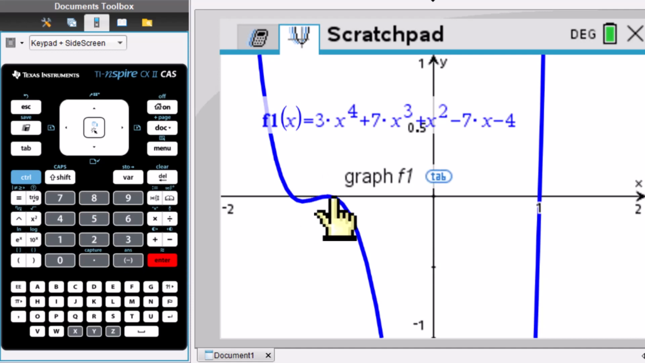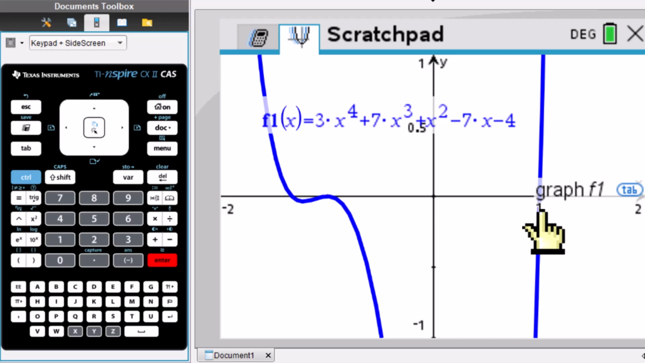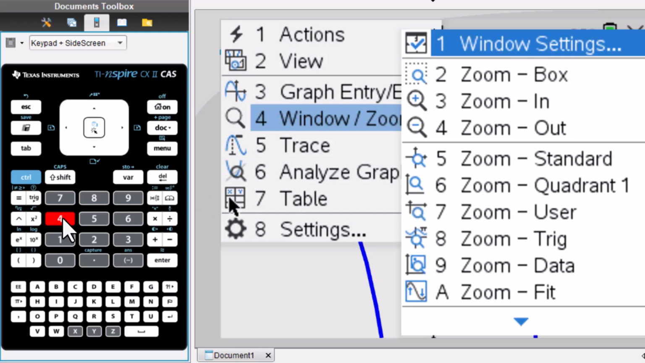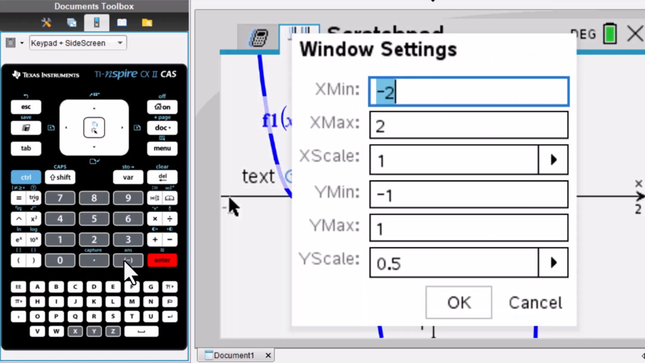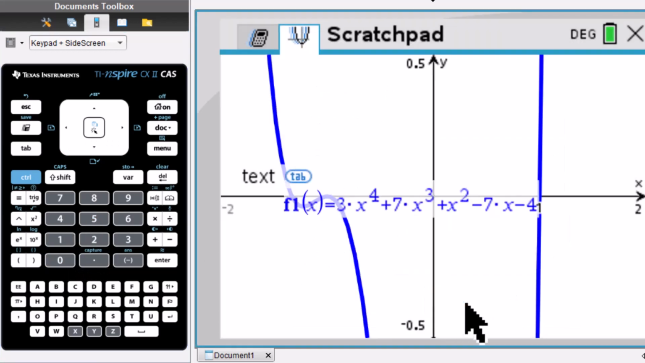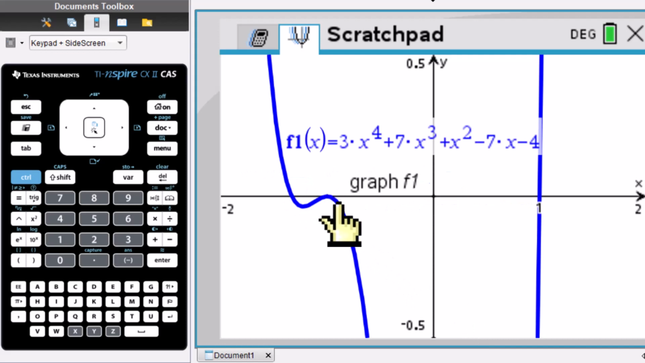It's a little bit clearer here. We know 1 is the solution. Let's work out this part more. Still, go to menu, 4, window setting, y minimum negative 0.5, maximum 0.5, scale is 0.5. Here it's bouncing back, which means we have x minus this root, squared.